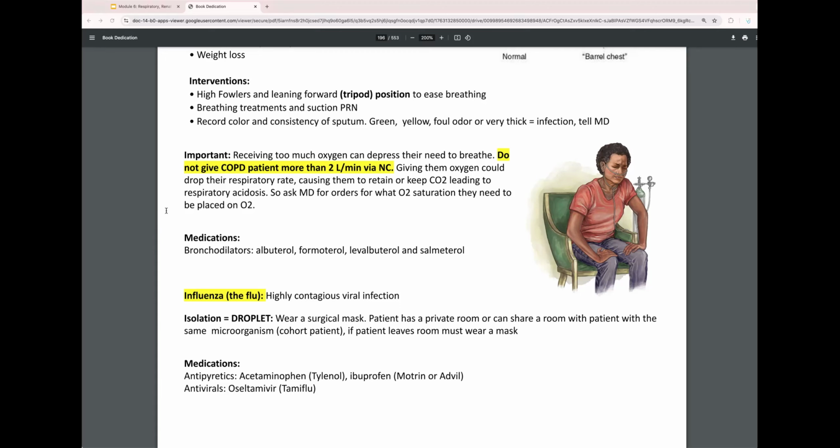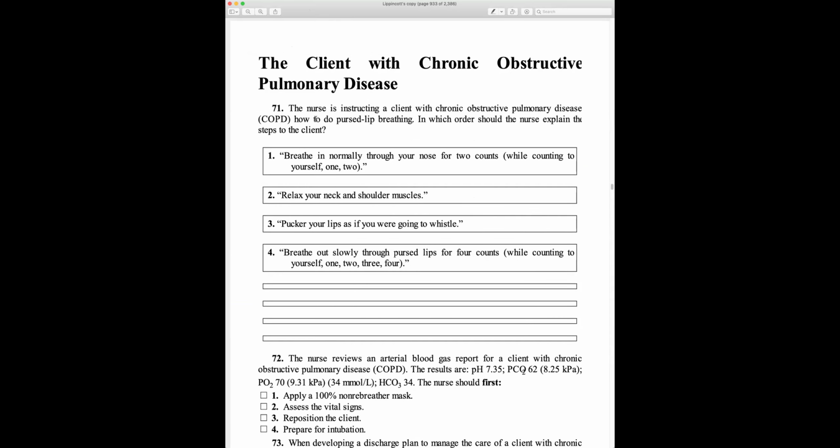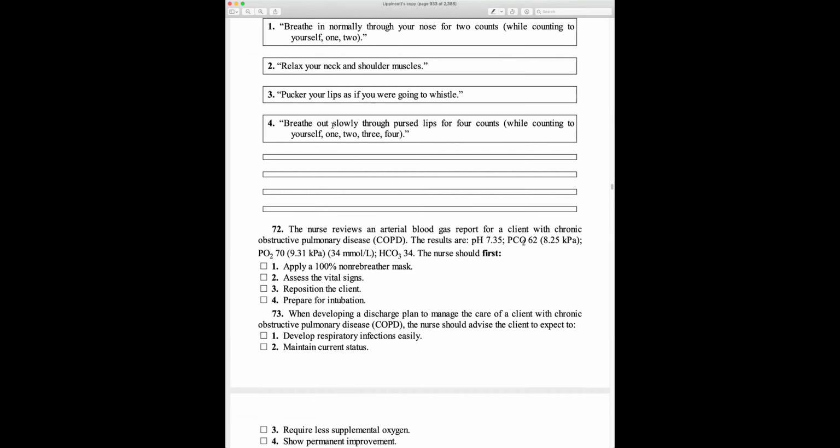Okay. All right. So just making sure you know that there's no cure. And unfortunately, COPD does progress and it can become end stage COPD. Okay. And make sure you remember the tripod position. So let's do some questions on COPD.